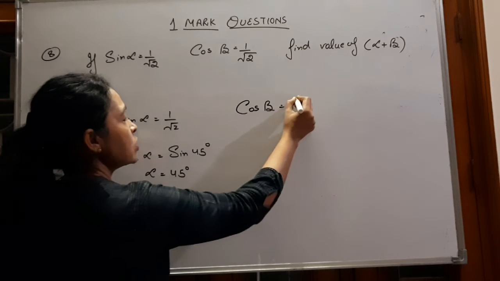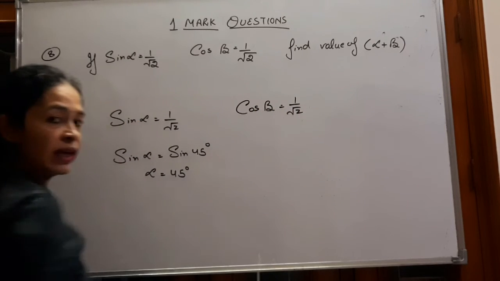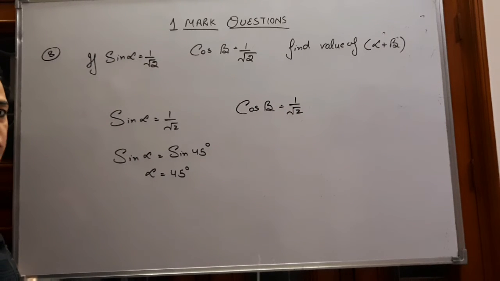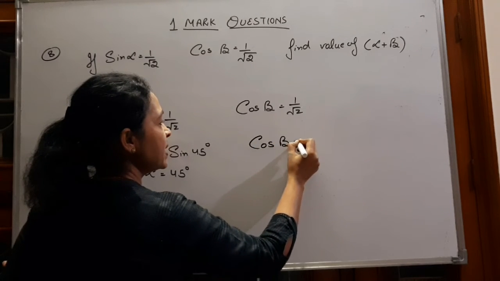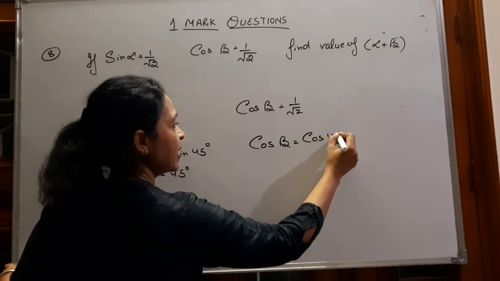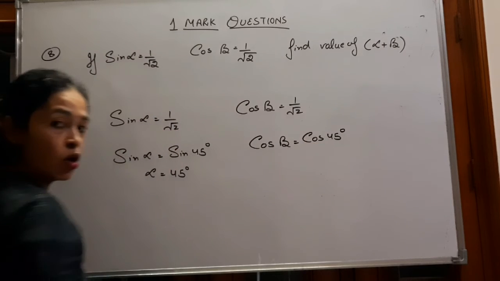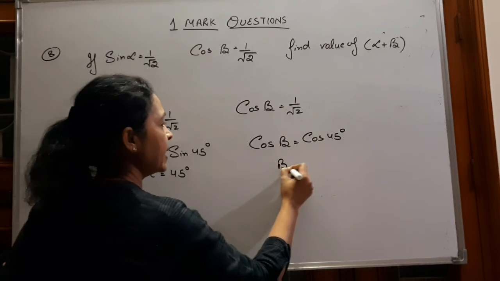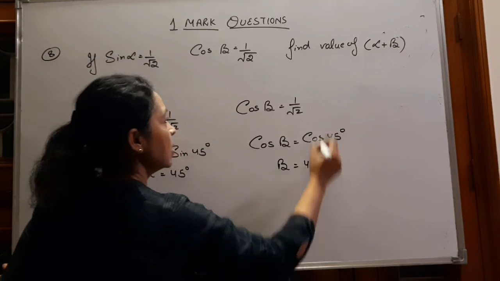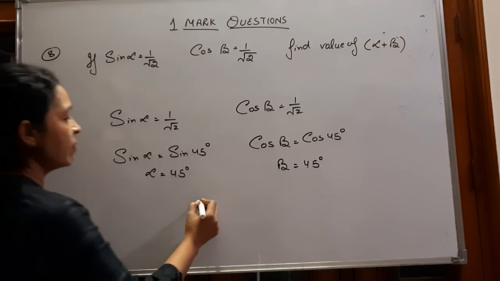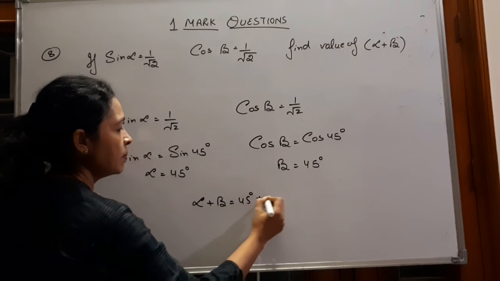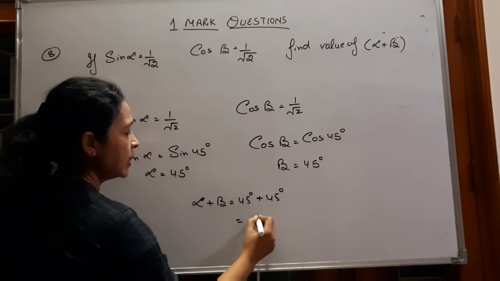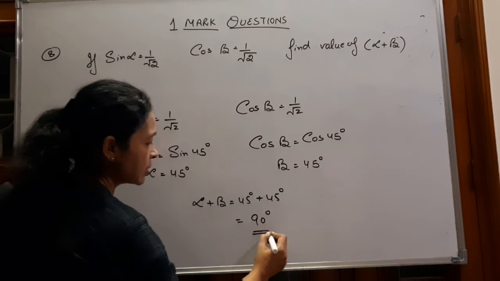Similarly, we have cos beta equals 1 by root 2. Which value of cos is 1 by root 2? Cos 45 is 1 by root 2. So we can write cos beta equals cos 45 degrees. On equating cos, what will we get? Beta is 45 degrees. Now we have to find the value of alpha plus beta. Alpha plus beta equals 45 degrees plus 45 degrees, that is 90 degrees, is our answer.